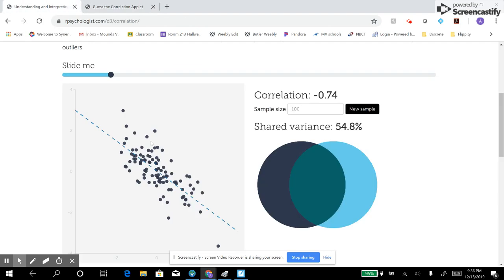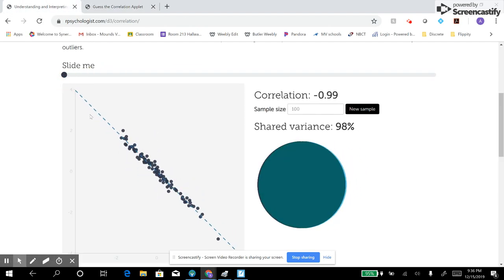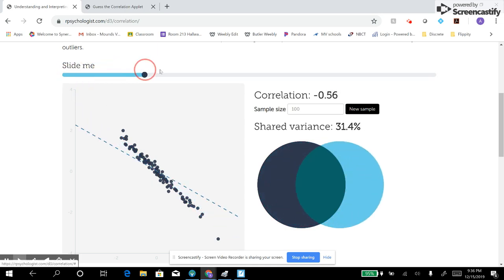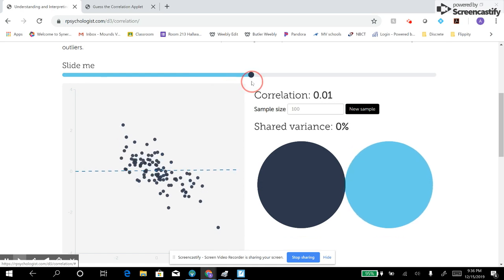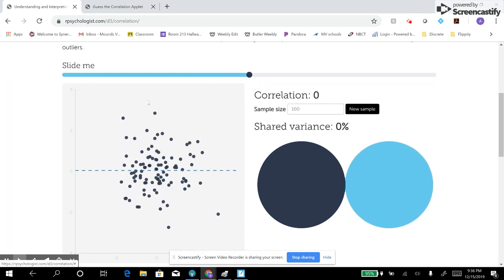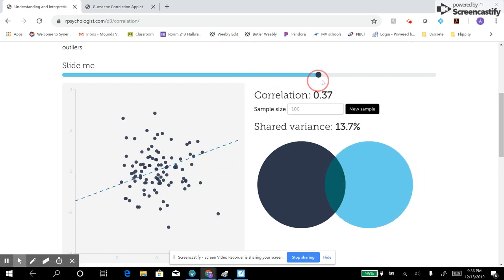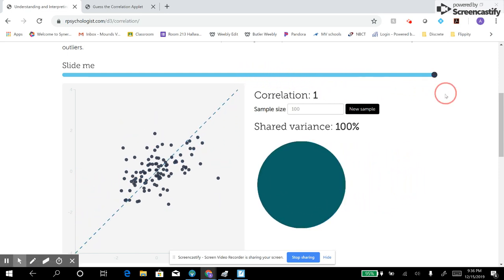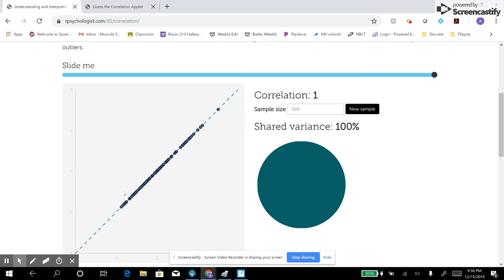Welcome back. Taking a look at this website, what you should have noticed is that the closer you get to -1, the closer your data is to a line. The closer you get to 0, the less like a line it is. This is scattered all over the place. And then finally on this one, the closer you get to +1, the closer your data are to a line with a positive sloping variable.